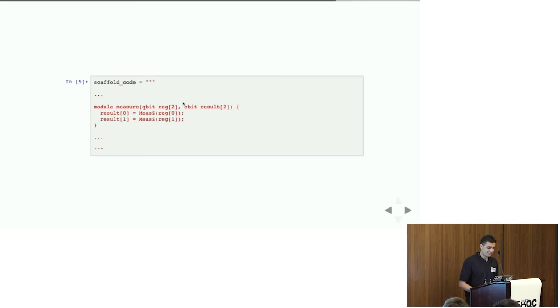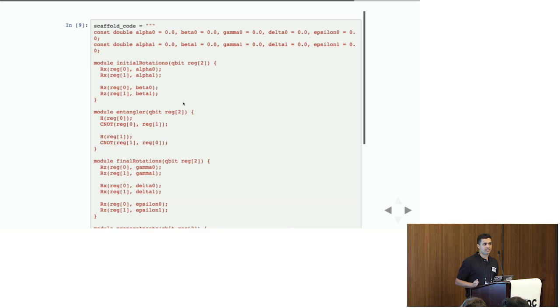All right, so it sounds like you all have measure ready, which means that you have the scaffold code. The last piece that you need is just to actually define these angles, alpha 0, alpha 1, through epsilon 0, epsilon 1. I've just defined them all as 0, but this is where you can go ahead and pick your own angles. In practice, the first one is actually just a guess. So go ahead and write at the top, const double alpha 0, beta 0, et cetera, through epsilon 0.